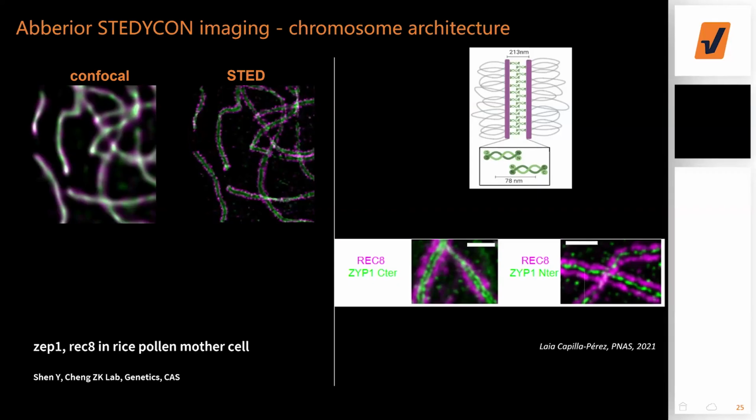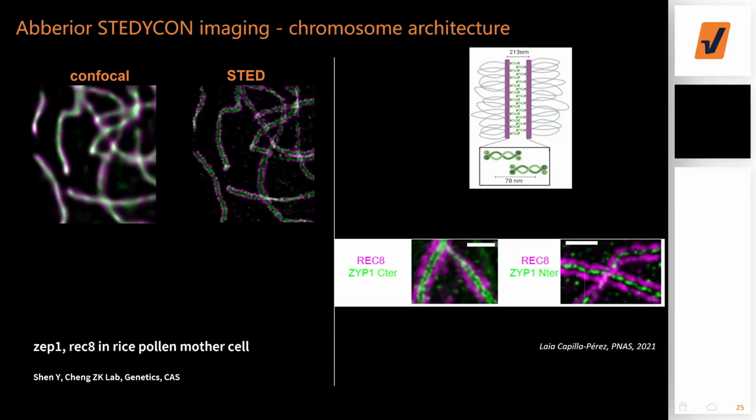If we stain the C-terminal of ZYP1 protein, you see 2 lines beneath the REC8. If you stain the N-terminal of the protein, you see one line in the middle. You see the labeling position is different, then you get a different result. In C-terminal labeling, you see two lines. N-terminal, you see one line in the middle.